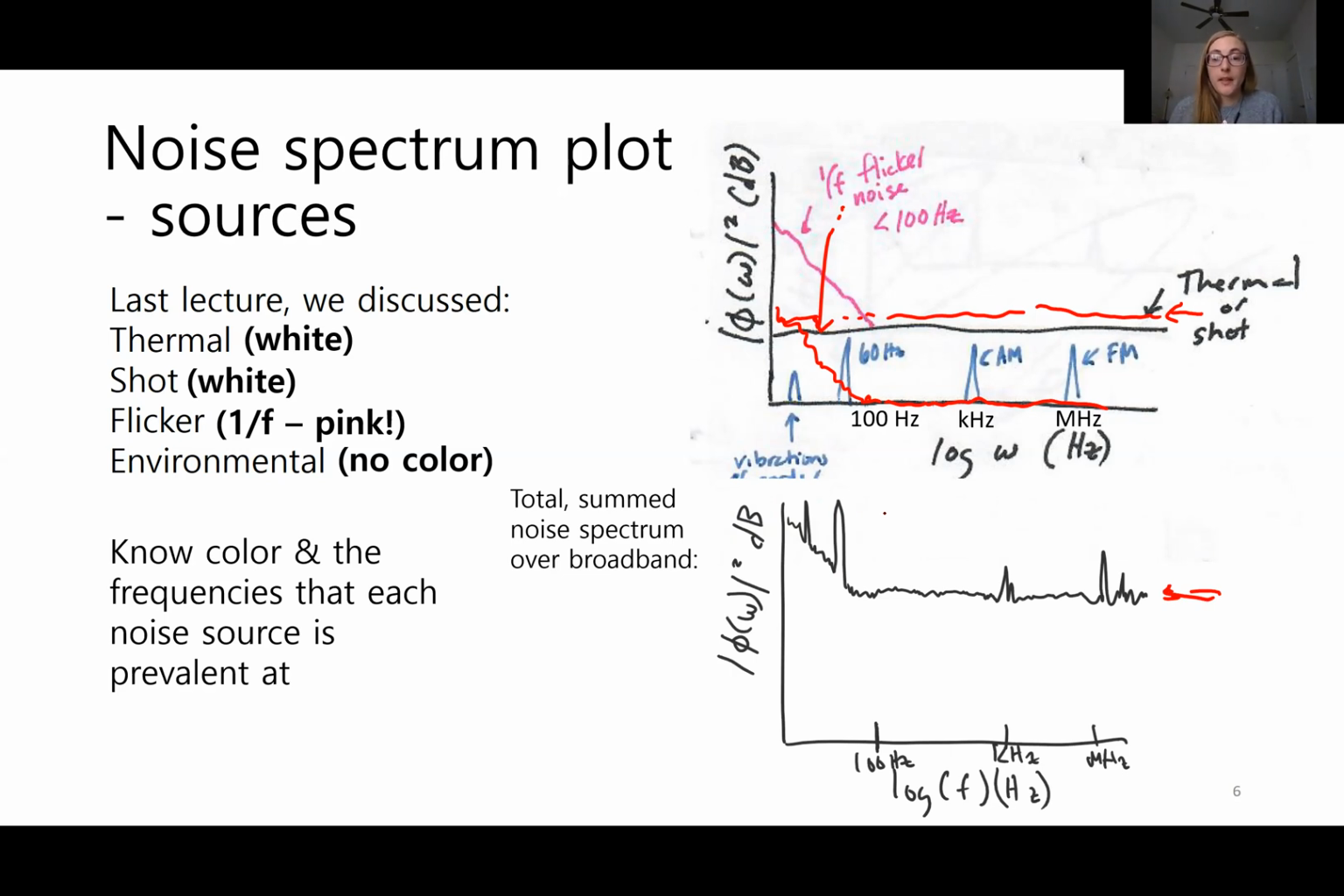Any questions here with drawing plots of your noise spectrum at all? This was very related to the end of lab 4, where you were looking at different ranges. Okay, cool. So we can move on.